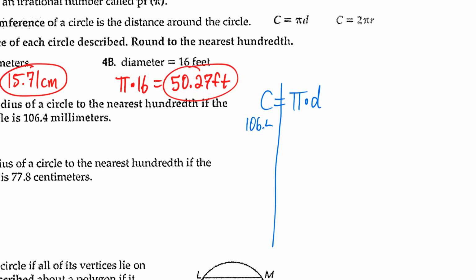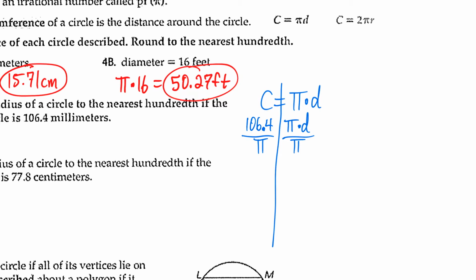106.4 equals pi times diameter. So I'm solving for the diameter. What do I need to get rid of to solve for the diameter? Pi. I've got to get rid of that pi. Right now it's pi times the diameter, so what do I need to do? Divide by pi.